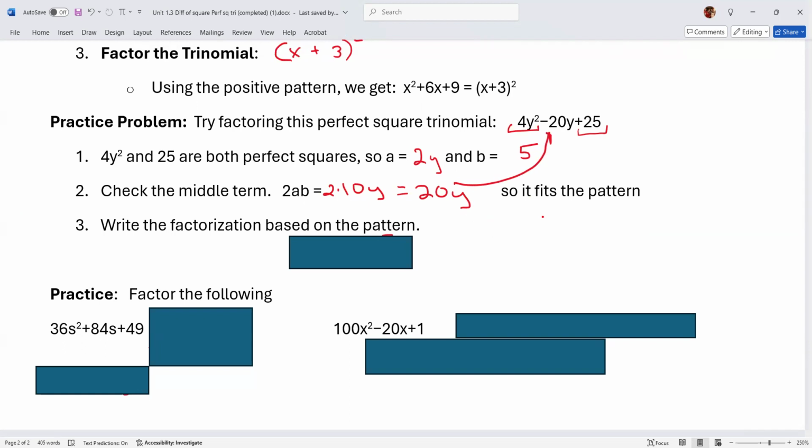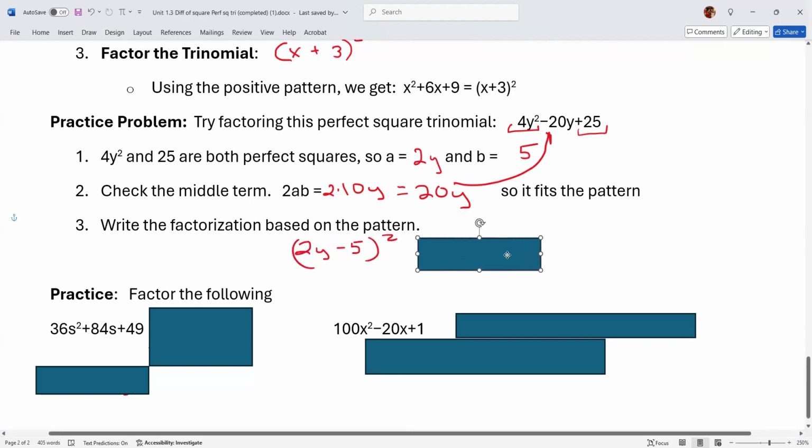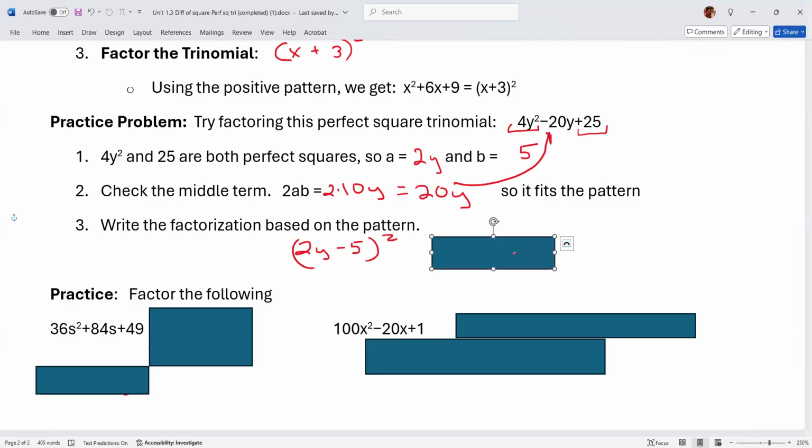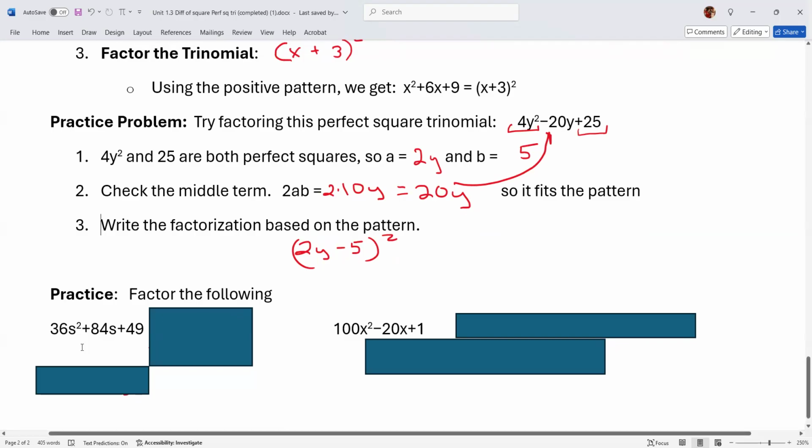And then what do you do? You write the first term, which is going to be the square root of the first term. The second term is going to be the square root of the last term. And the sign will be whatever is in front of the second term, squared. Much quicker, much easier. Possible to do the AC method, but you're going to do a lot more work. And then take a look at this one.